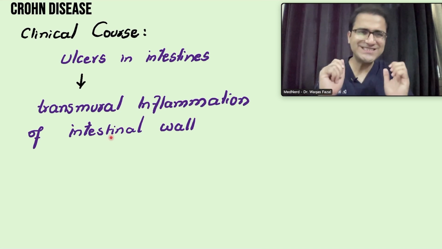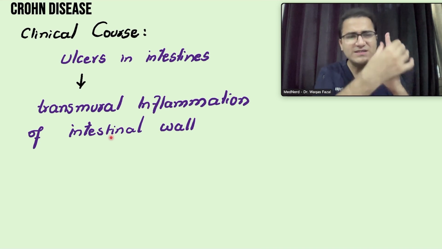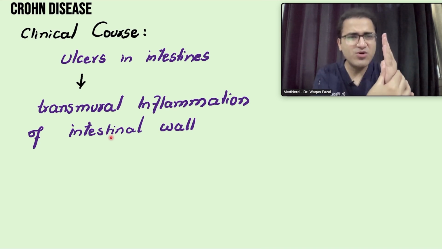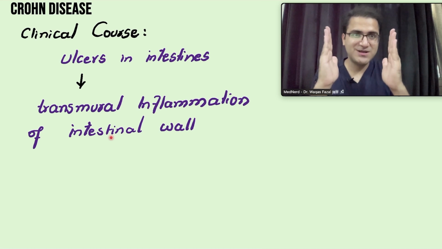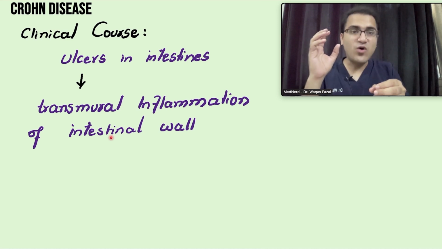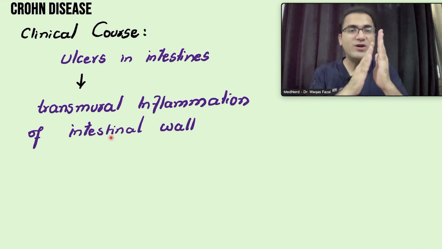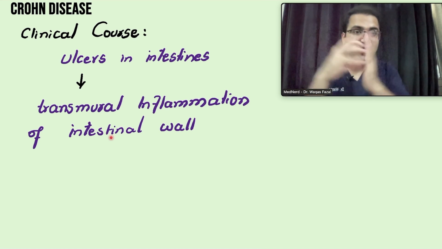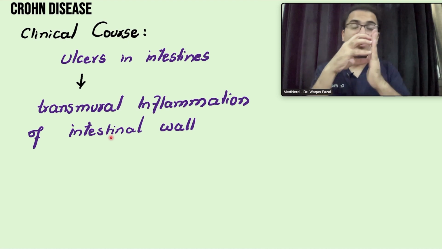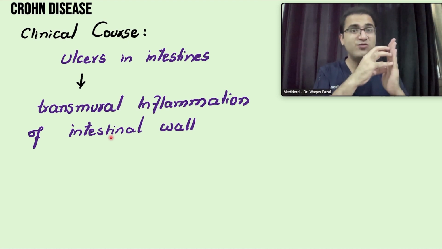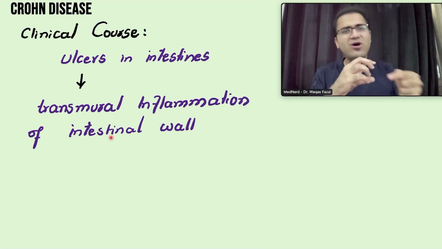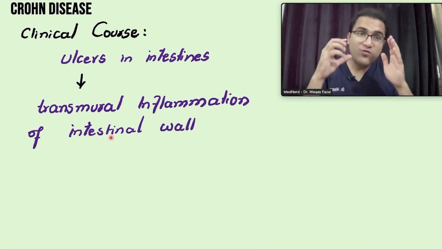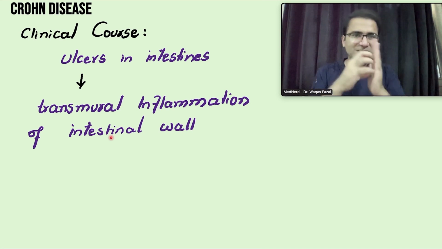Now a very interesting thing happens when one wall is fully inflamed. When one body wall is inflamed, it becomes sticky and starts to stick with the other organs. Let's say the small intestine wall is fully inflamed in Crohn's disease. It will stick to the wall of the gallbladder, and when it sticks, it will spread the inflammation from the small intestine to the gallbladder wall, and the gallbladder wall also starts getting inflamed.